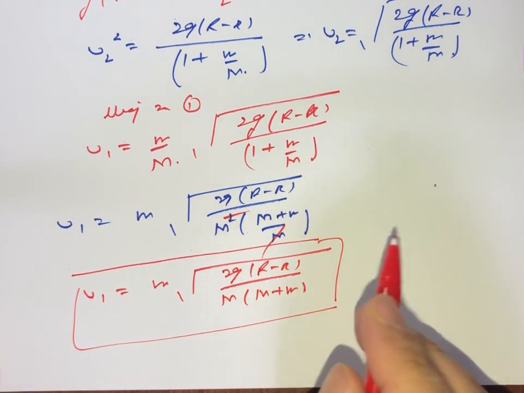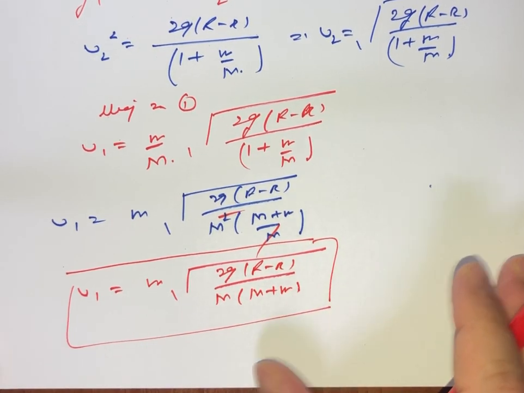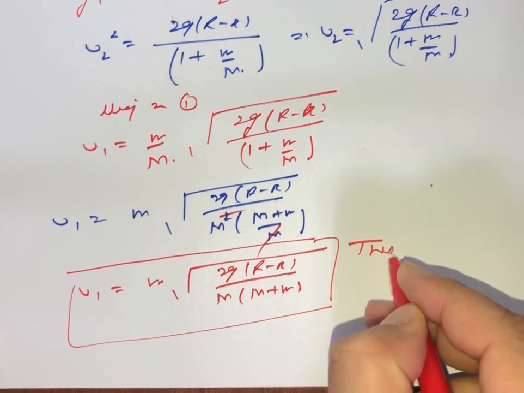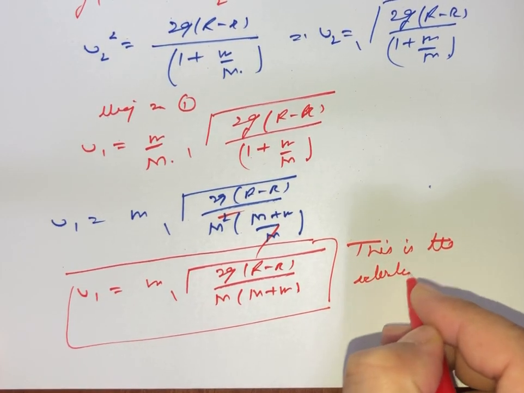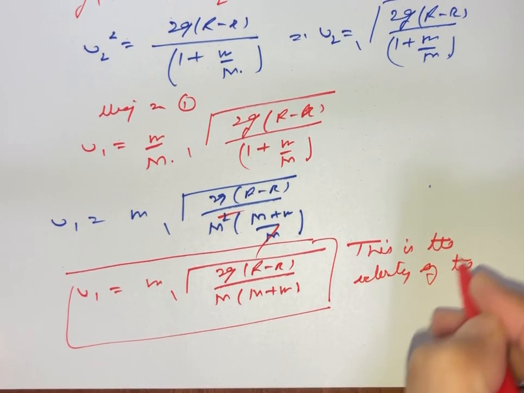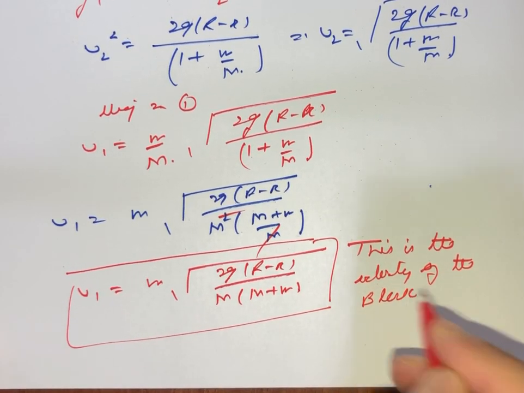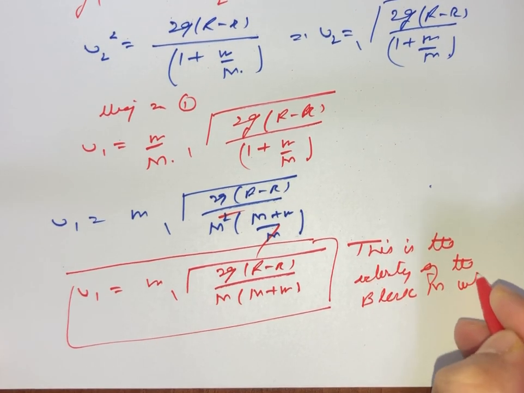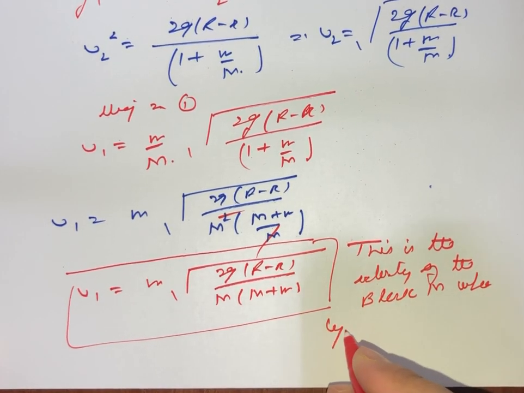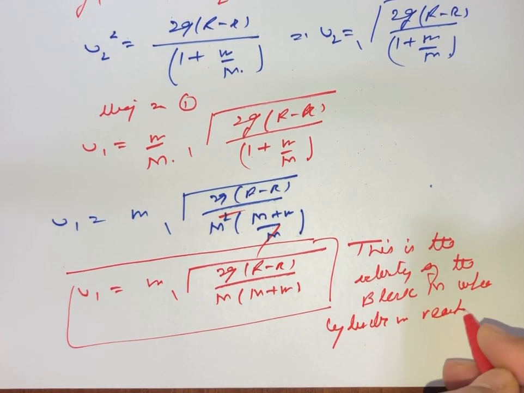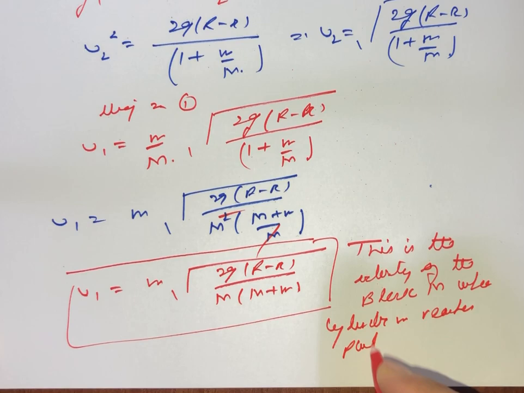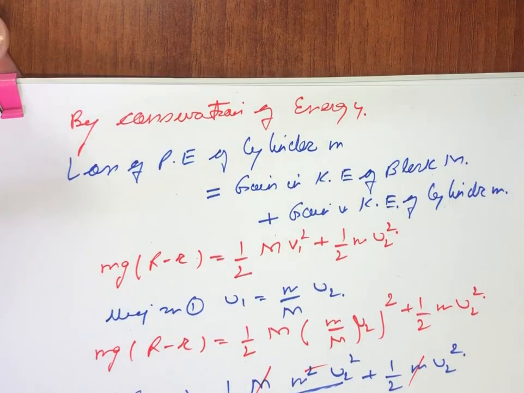So this is our velocity of the block M when cylinder small m reaches point B. This completes one of the parts, rather the B part.